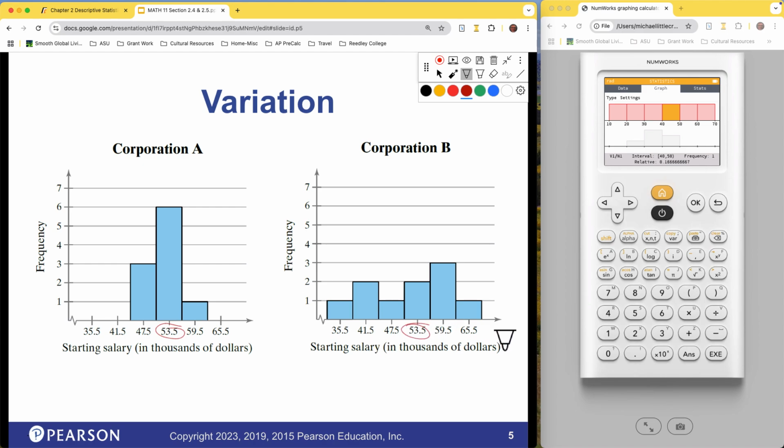If we look at this as sort of the middle, we can see around this point, Corporation B has more variation, which again is a good thing if you're on the higher end, maybe making a little bit higher money, but it also means you might be at the lower end and making less, right? There's no one over here. Corporation A's starting salaries are all tightly packed around the mean, so less variation.